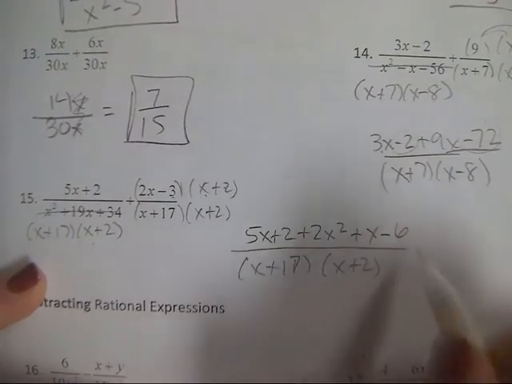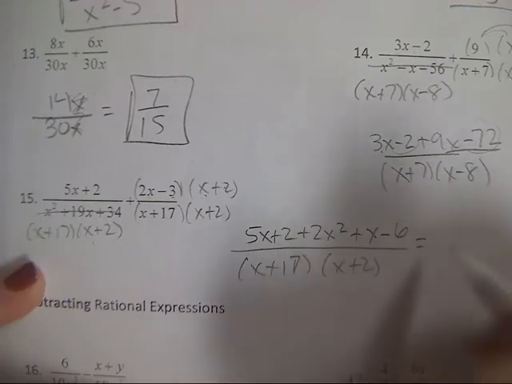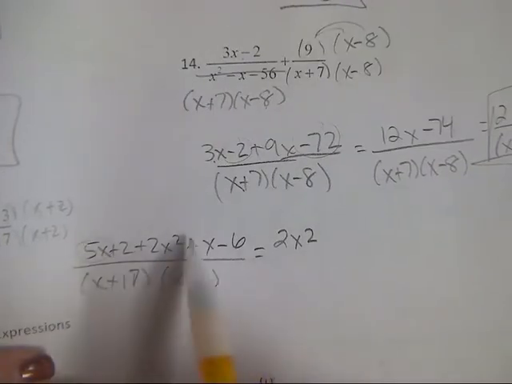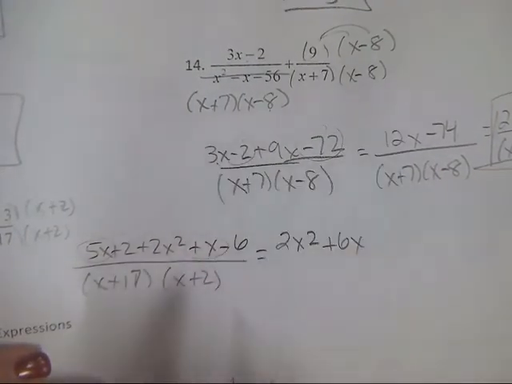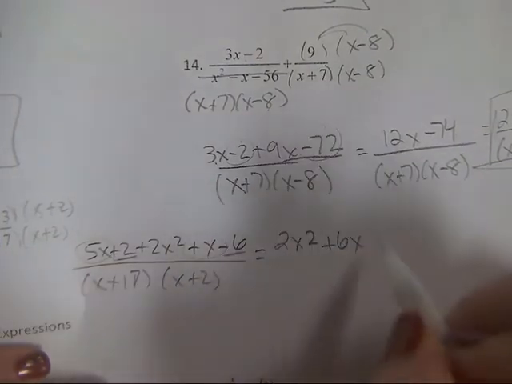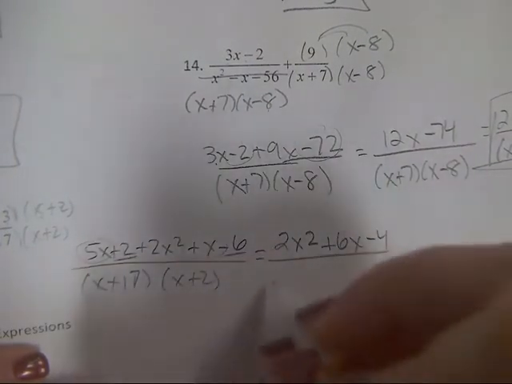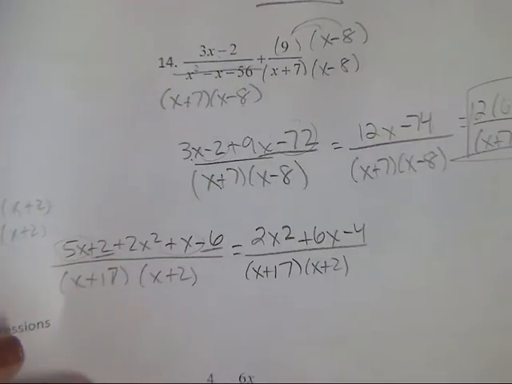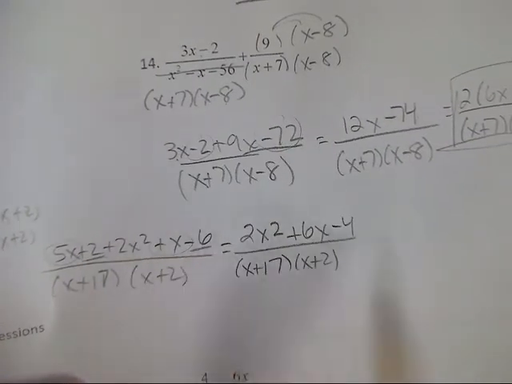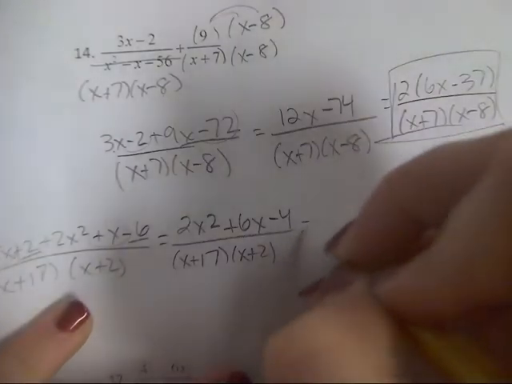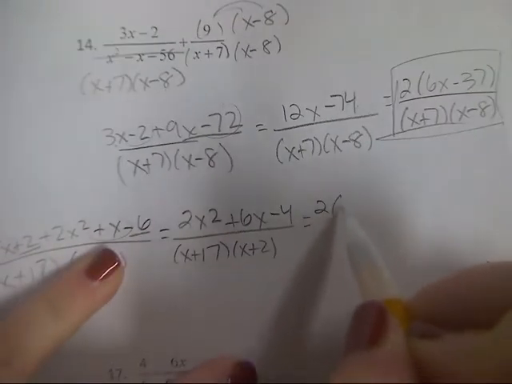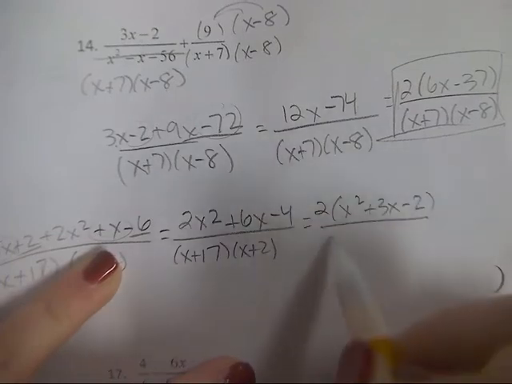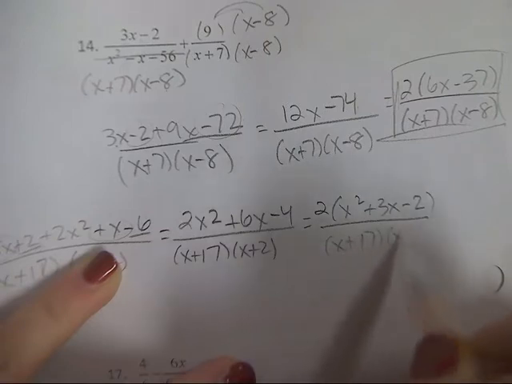All right, now let's combine like terms. I see 2x squared. And then I have 5 plus x, that gives me 6. And then I have 2 minus 6, which is going to be negative 4. All right, and I can actually keep going with my numerator because look, 2, 6, and 4 are all even numbers. I can take a 2 out of there. So it's going to be 2 times x squared plus 3x minus 2 all over x plus 17, x plus 2.